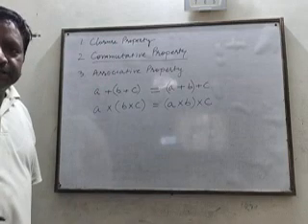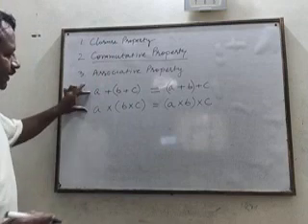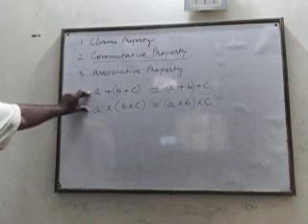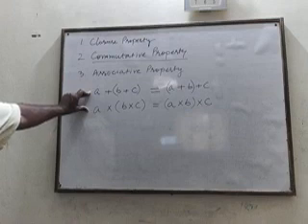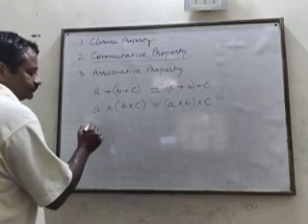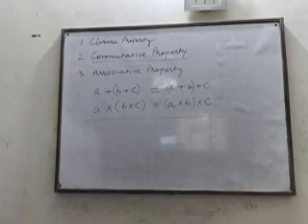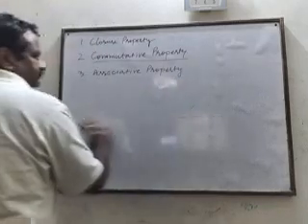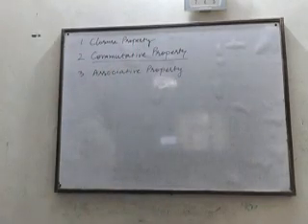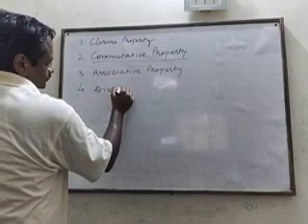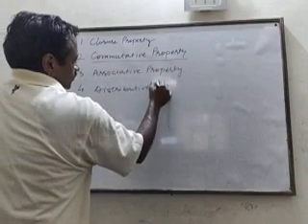In case of subtraction and division, this property does not apply on any kind of number. So this is associative property. Then come to the next property, that is distributive property.